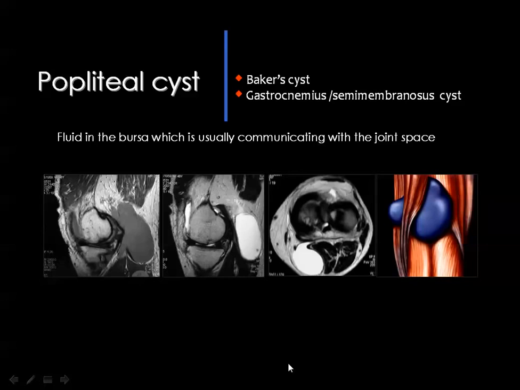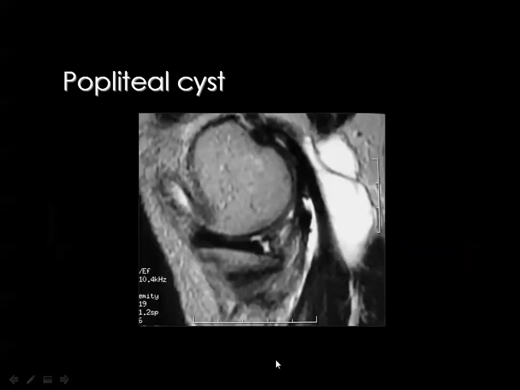Popliteal cyst is known also as Baker's cyst and also known as gastrocnemius semimembranosus cyst, and this is a collection of synovial fluid within the popliteal fossa, and it shows the same signal intensity similar to the synovial fluid, being of low signal in the T1, high signal in the T2, and very frequently you can see this projection between the gastrocnemius and the semimembranosus muscles.